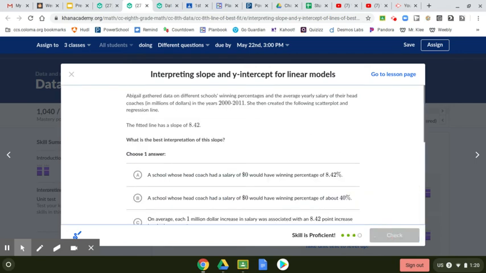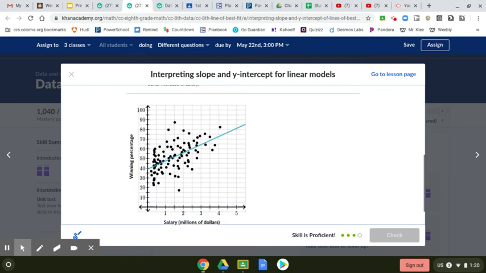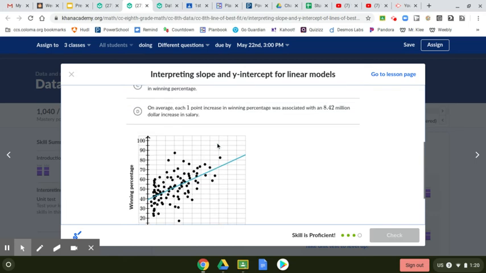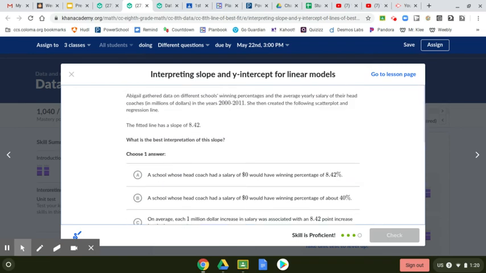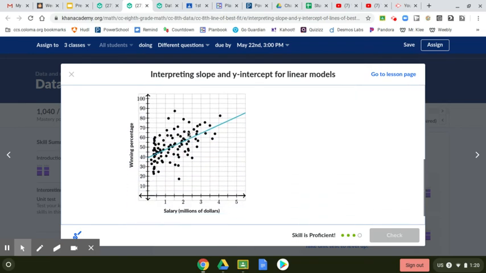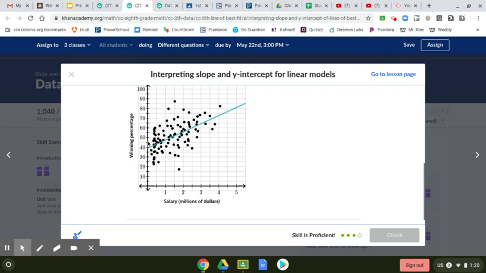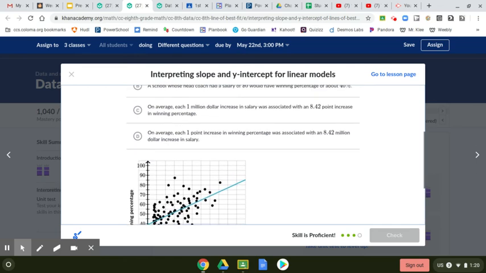And now this is winning percentages and average yearly salary of the head coach. In general, slightly linear. A higher paid coach is usually at least a slightly more experienced coach, and gets a little higher winning percentage. So we're asked now about the slope, 8.42. What does that mean? Well, the winning percentage is on the Y scale. So a slope of 8.42 would imply a winning percentage increase of 8.42 for every $1 million of salary.